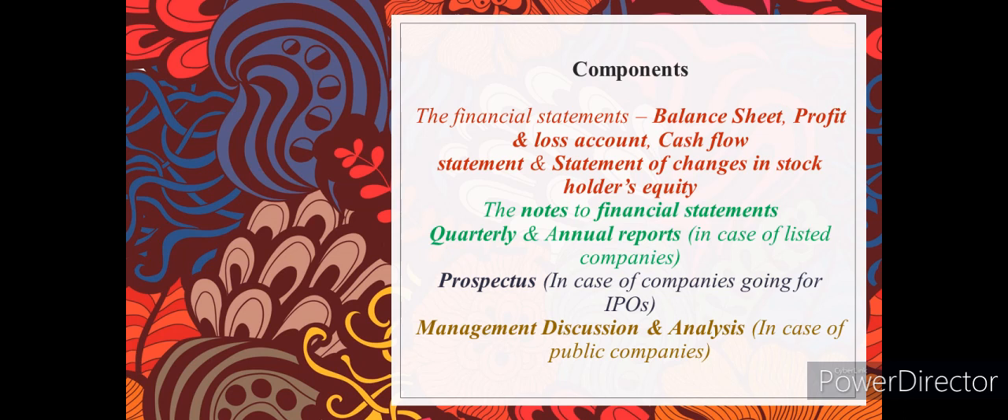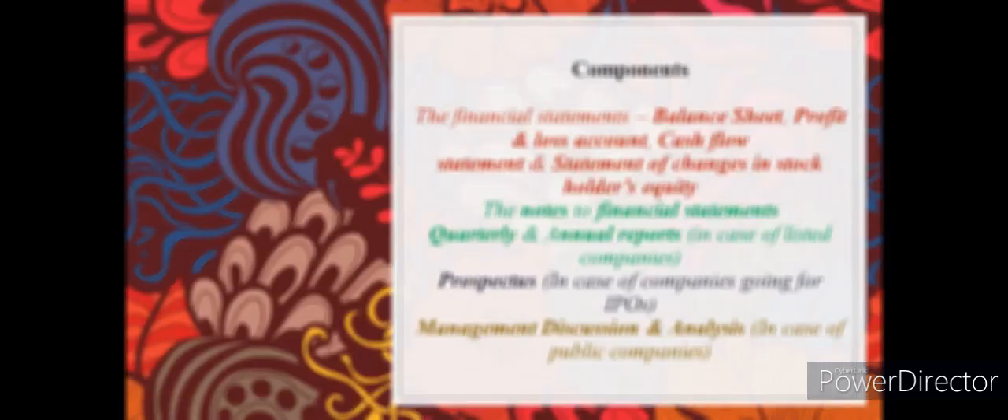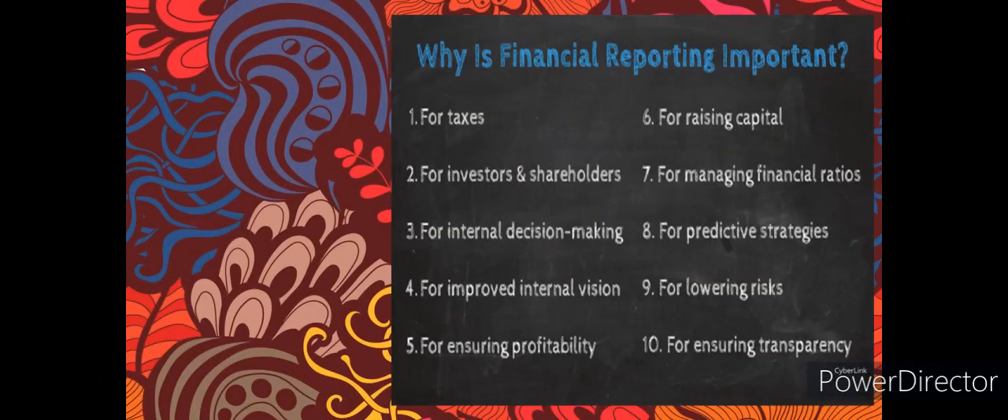So basically, if we are doing financial reporting, these components should be there, which will disseminate the information regarding the financial performance or financial position of a company for a specified period of time.